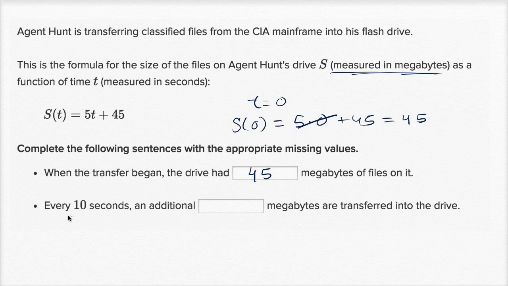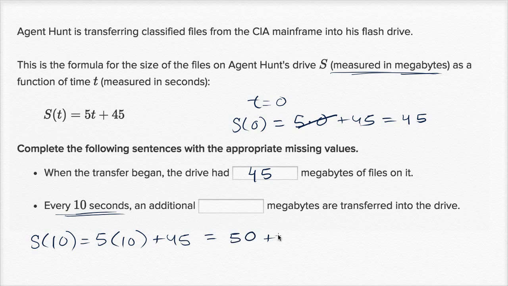Then they say every 10 seconds, an additional blank megabytes are transferred into the drive. So every 10 seconds, how many? Well, there's a bunch of ways you could think about this. One is, we know that there were 45 megabytes at time equals 0. Let's think about what happens 10 seconds later. How many megabytes are in his drive? So s of 10 is going to be 5 times 10 plus 45, which is equal to 50 plus 45. So at time equals 0, there were 45 megabytes, and 10 seconds later, there's now 50 plus 45 megabytes.